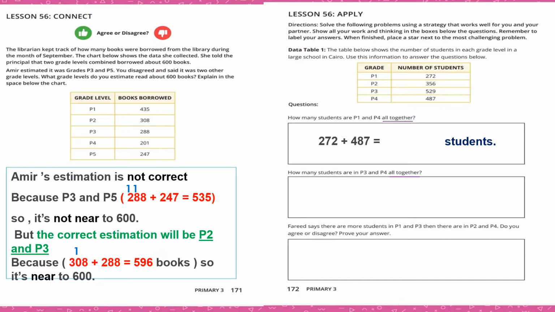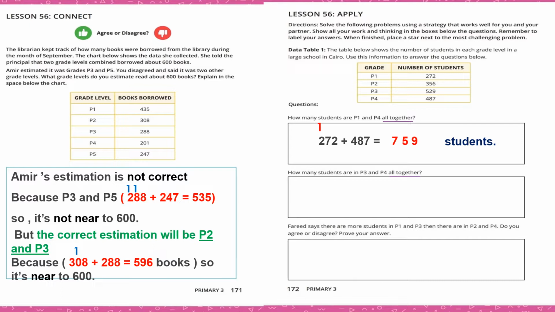Ones with ones, tens with tens, and hundreds with hundreds. Ones with ones, 2 plus 7 equals 9, 7 in my mind and then 8, 9 on my fingers. Tens with tens, 7 plus 8 equals 15. 5 and carry up 1. Don't forget the carry up. 1 plus 2, 3 plus 4, 7. So the sum here equals 759 students.